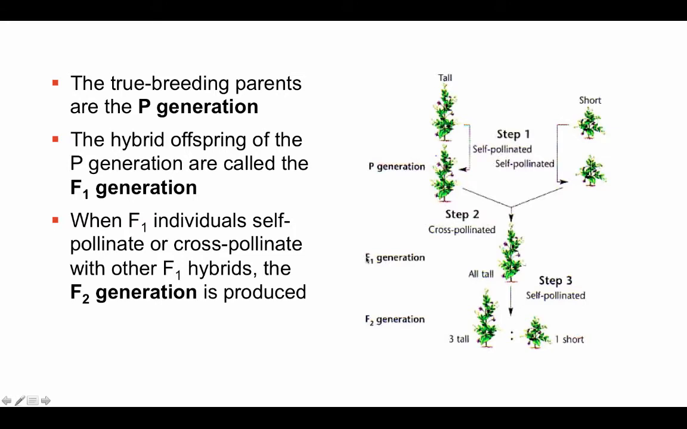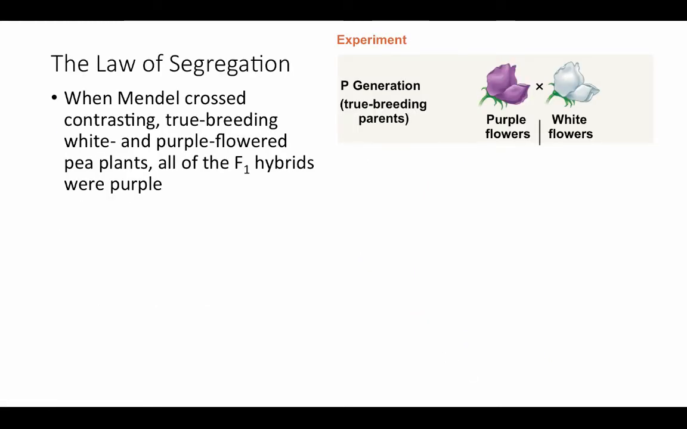So F, in the case of both F1, F2, is for filial. So think of that as an offspring generation. So we've got F1 generation, the first filial generation, and F2, the second filial generation. And then this F2 is going to produce some combination of traits. So by using this procedure, Mendel formulated what he called the law of segregation. So let's take a look at what results led into this and what exactly the law of segregation is.